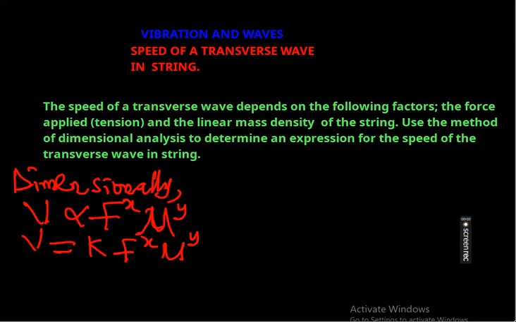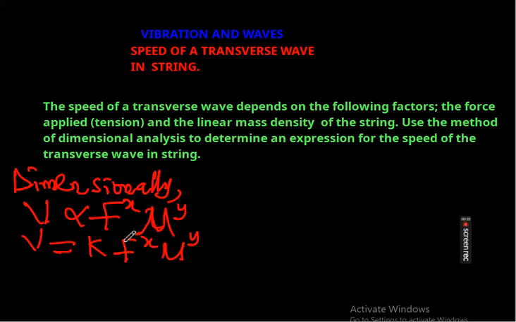Alright, the speed of a transverse wave in strings. The speed of a transverse wave depends on the following factors: the force which is applied, or what we call tension, and the linear mass density. The linear mass density is known as mu, which is mass per unit length of the string. Use the method of dimensional analysis to determine the expression for the speed of the transverse wave.